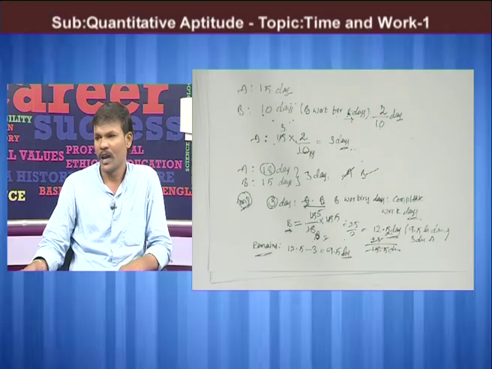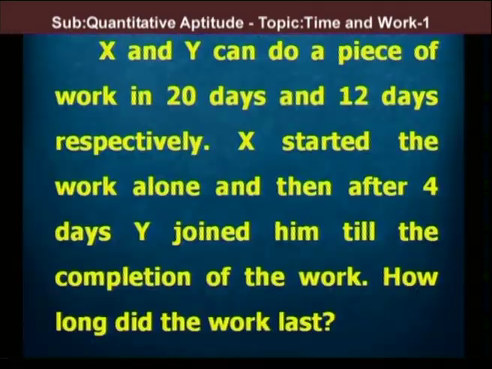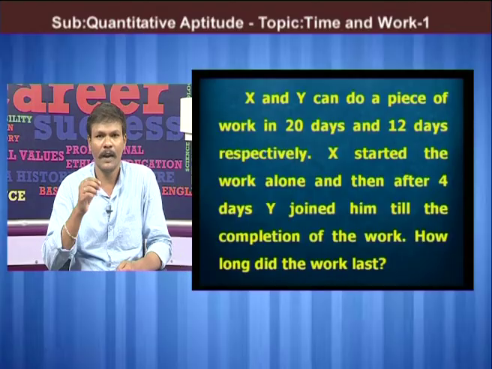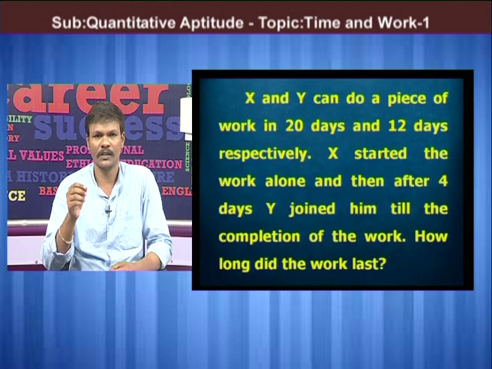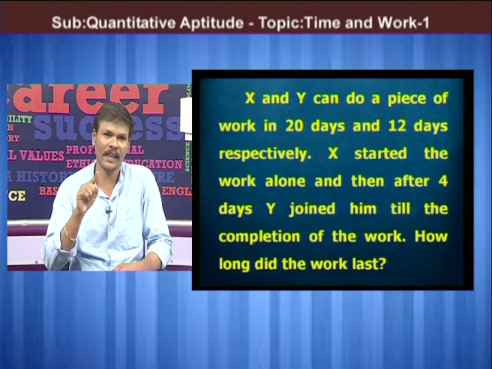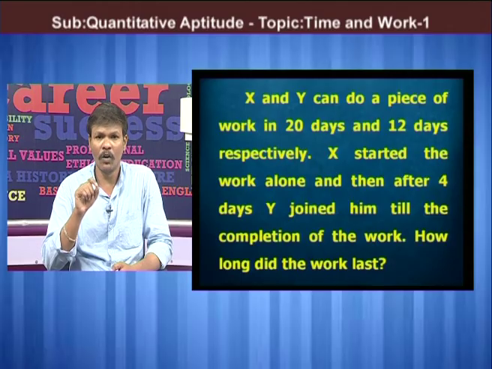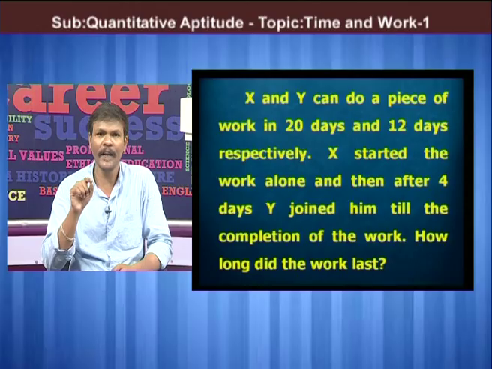Move on to the next question. The next question is, X and Y can do a piece of work in 20 days and 12 days respectively. So the first statement says X can complete the work in 20 days, Y can complete the work in 12 days. Next statement, X started the work alone and then after 4 days Y joined him.